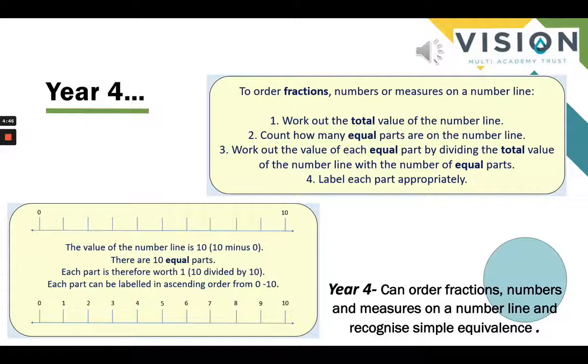In year 4, we begin to learn about ordering fractions. To order fractions, numbers or measures on a number line, first of all, work out the total value of the number line. Count how many equal parts are on the number line. Then work out the value of each equal part by dividing the total value of the number line with the number of equal parts. The final step, label each part appropriately.